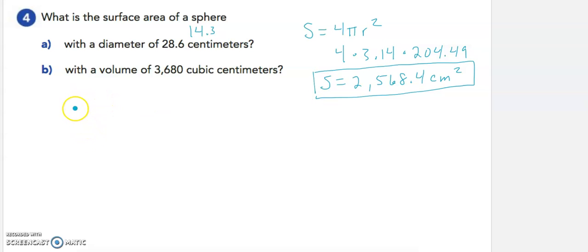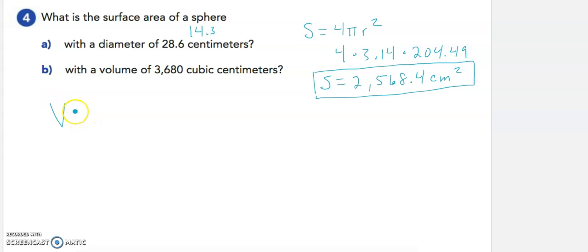A lot of people didn't do B, or they did it wrong. It was because it was a tough one, I think. So let's go through it. What is the surface area of a sphere with a volume of 3,680 cubic centimeters? The problem is here we have the volume, and that's it. So what we have to do is work backwards to figure out the radius.